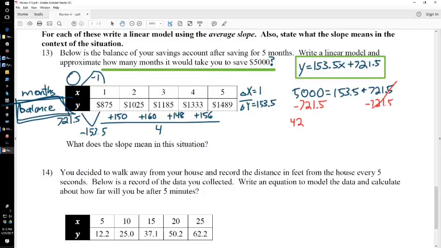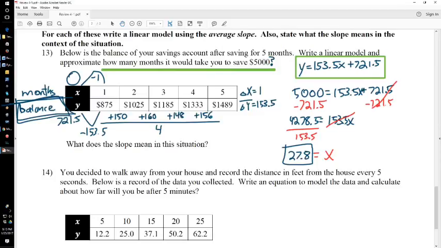4278.5 equals 153.5x. Oh, I forgot my x right there, and nobody told me. Divided by 153.5, cancel that out. So x equals 27.8. So, because we're adding it every month, 27.8 is how many months it would take.